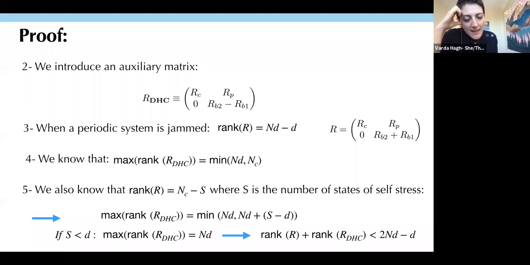Now, what happens is that if S is smaller than D, which is the case that I showed you in my systems, where the number of states of self-stress was smaller than the number of translational degrees of freedom of the system, then this term here will be negative, and therefore the minimum of ND and ND minus something will be that ND minus something. So from that we can say that the maximum rank of RDHC would be ND.